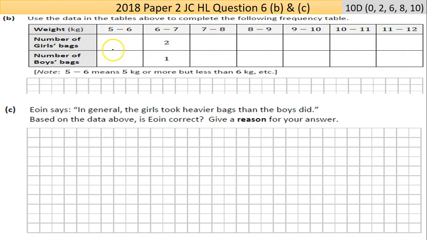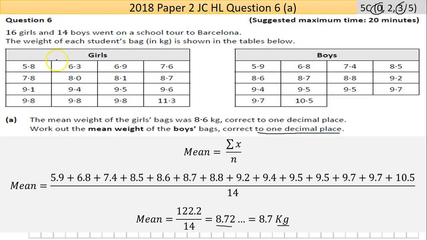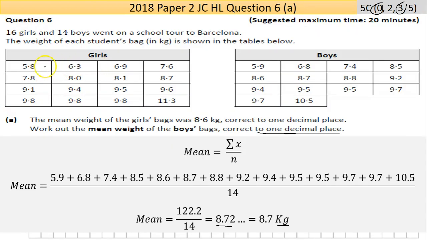Now we need to use the raw data from before. I'm going to fill in the number of girls' bags first, and we'll have the answer there. It's just a matter of going back to your data. Between 5 and 6 in the girls, there's one person. Between 6 and 7 in the girls, there's 1, 2. Okay, 2 people. Between 7 and 8, there's 1, 2, 3.